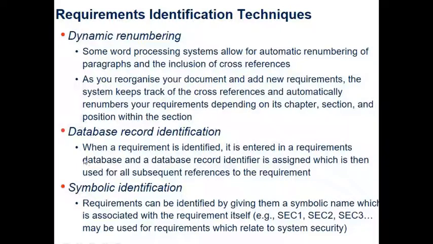Another technique would be database record identification. When a requirement is identified, it is entered in a requirements database, and a database record identifier is assigned, which is then used for all subsequent references to that requirement. Symbolic identification. So requirements can be identified by giving them a symbolic name, which is associated with the requirement itself. So for example, these may be used for requirements which relate to system security. So you have security 1, security 2, security 3. So these are IDs for specific requirements to do with security.